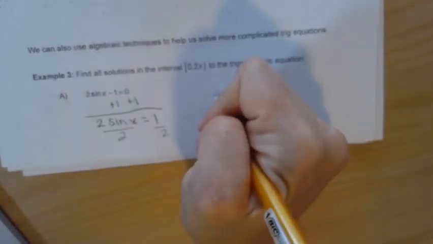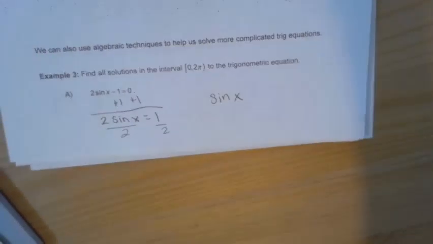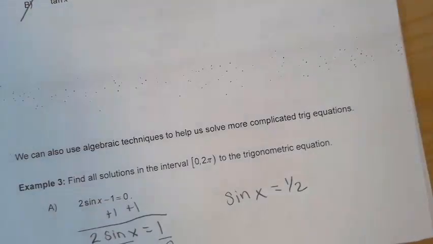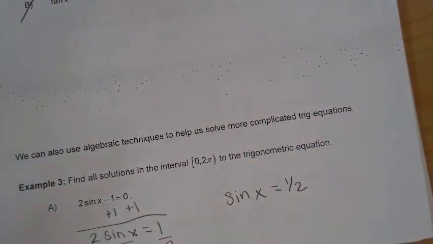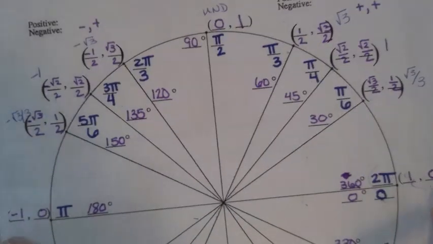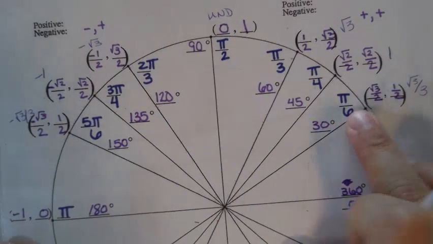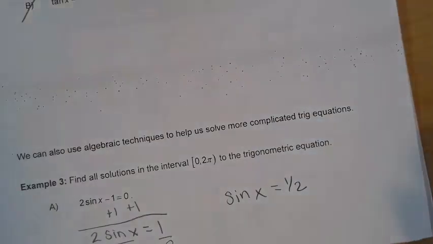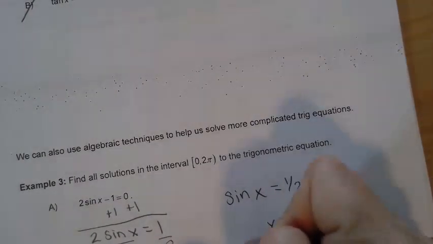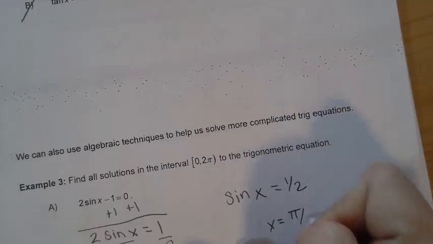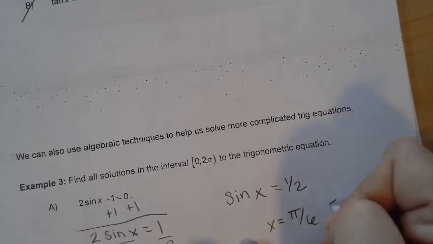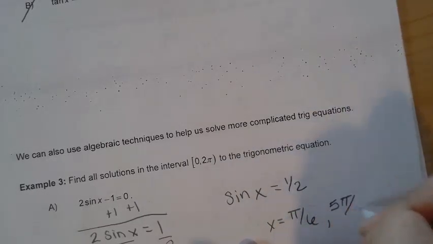We end up with sine x, sorry that it's not focused, guys, equals 1/2. Get this better. There we go. So when you look at your unit circle now, which actually we did on the other page, where sine equaled 1/2, we get pi over 6 and 5 pi over 6. So x equals pi over 6 and 5 pi over 6. Again, you need both answers.